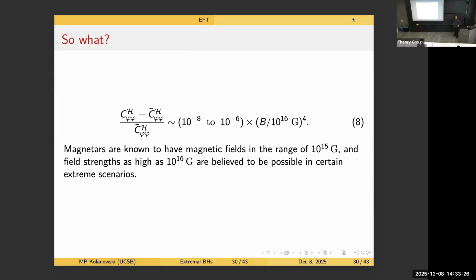Given time constraints, let me speed up a little bit. The estimates that you get at the end of the day are the change in the Weyl tensor, for example. This is normalized, and it is going to be 10 to minus 8 to 10 to minus 6, depending on how close you can get to Thorne's bound, times the magnetic field over 10 to the 16 Gauss.